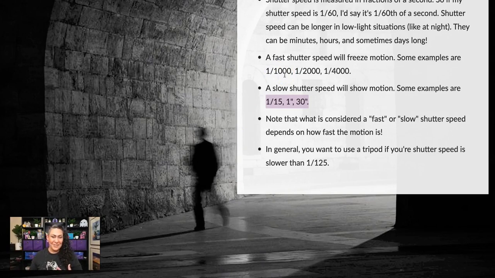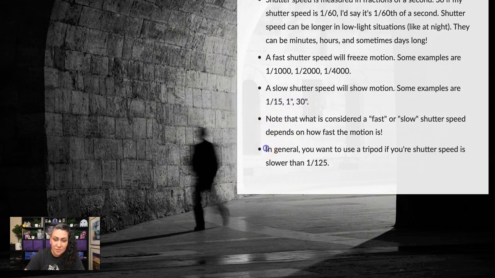But if you're photographing something that's moving super slow, 1/500th of a second would be just fine. Maybe 1/200th of a second would be just fine. To show the motion of something really slow, you would probably have to go super slow on your shutter speed. So it all depends on how fast the movement of your subject is.